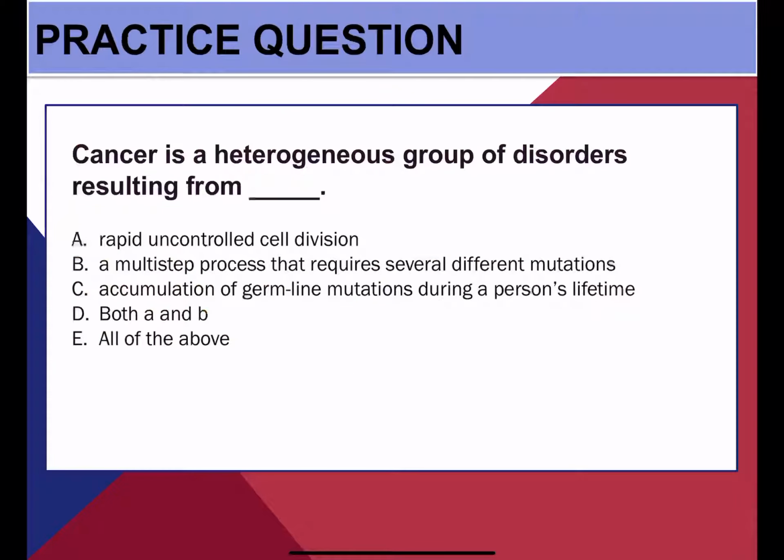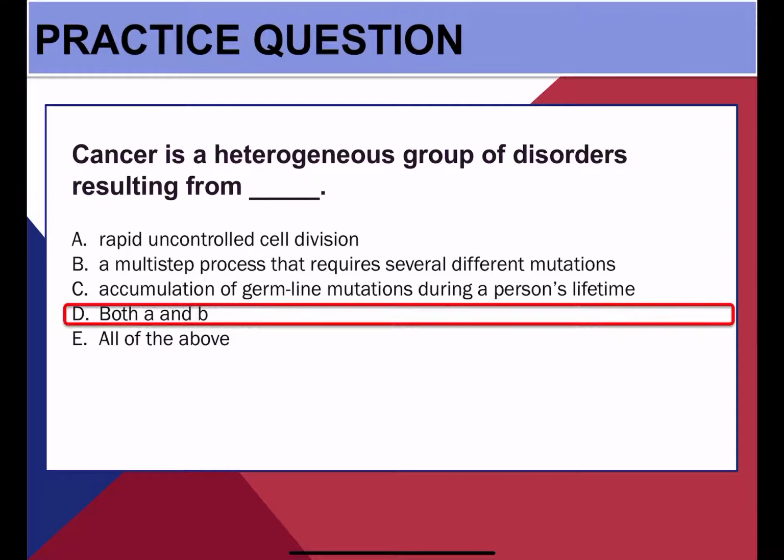All right, so this concludes chapter 16 on cancer genetics. Let's go over the practice questions for this chapter, and we will call it a day. Okay, so first question: cancer is a heterogeneous group of disorders resulting from both A and B, rapid uncontrolled cell division, and it is a multi-step process that requires several different mutations, as we have discussed in this whole chapter.